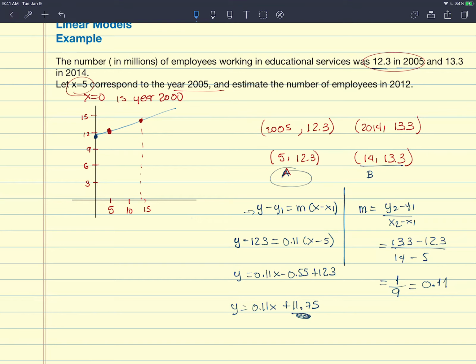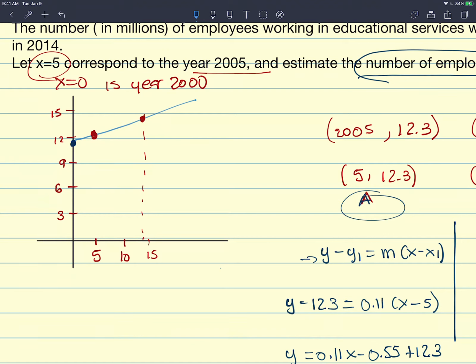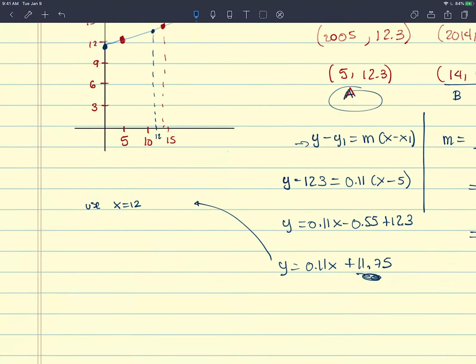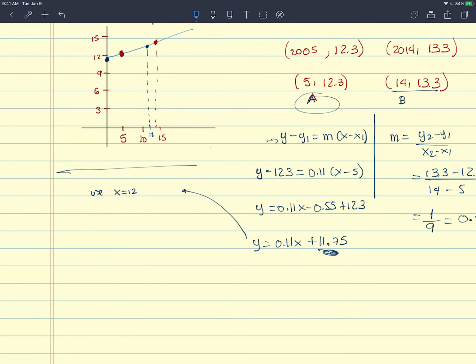And the other question told us, estimate the number of employees in 2012. So how do we do that? Well, let's go back to the graph. What I want to do is find at 12, where would it be on the line, right? That's the point I want to find. In this equation, just use x equals 12. So I'm going to plug that in my equation and I'm done. So y becomes 0.11 times 12 plus 11.75.